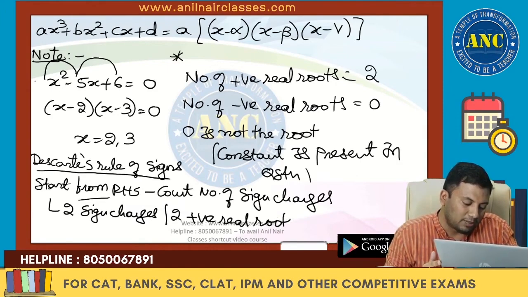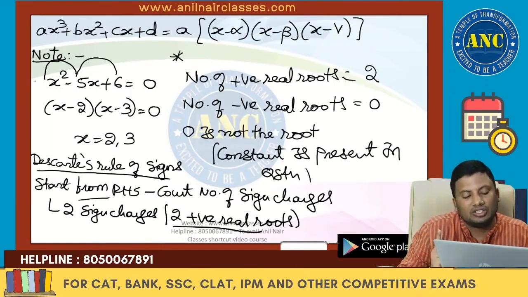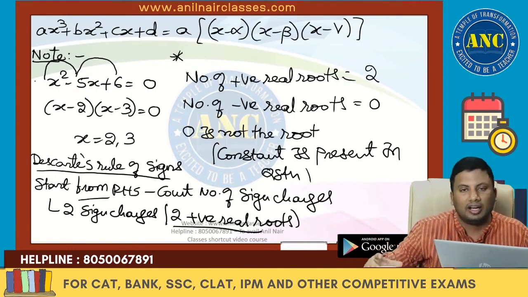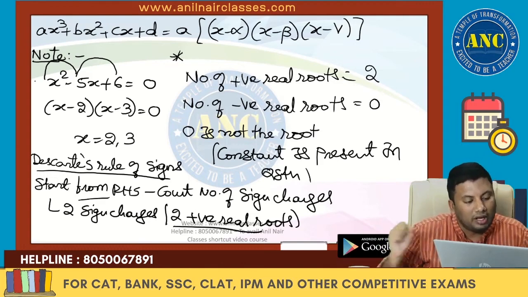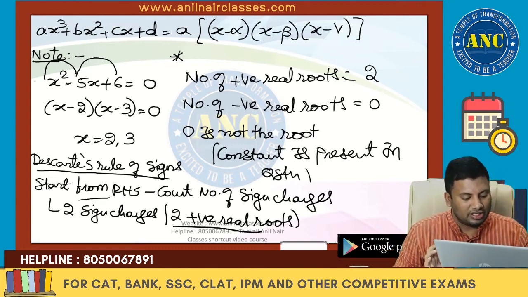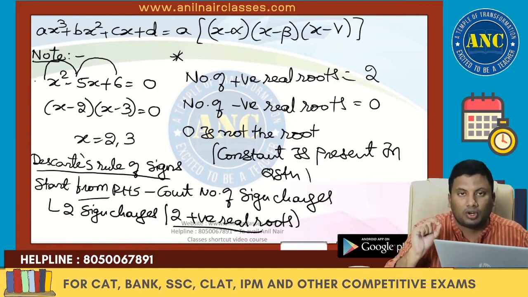Now you might ask me a very good question. Sir, why, because of the change in sign, are the number of positive real roots determined? That could be your doubt. Why, because of the number of sign changes, are the number of positive real roots coming? Again, please make a note of this point.